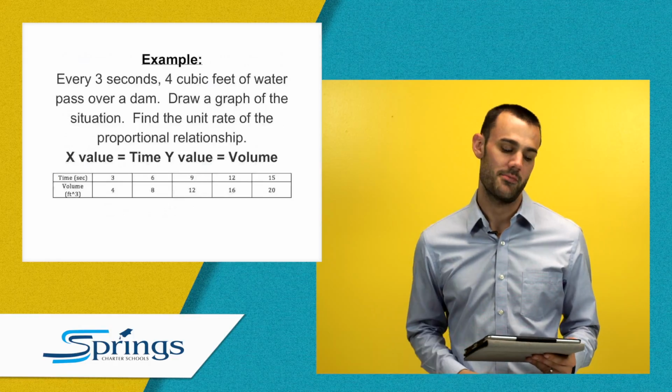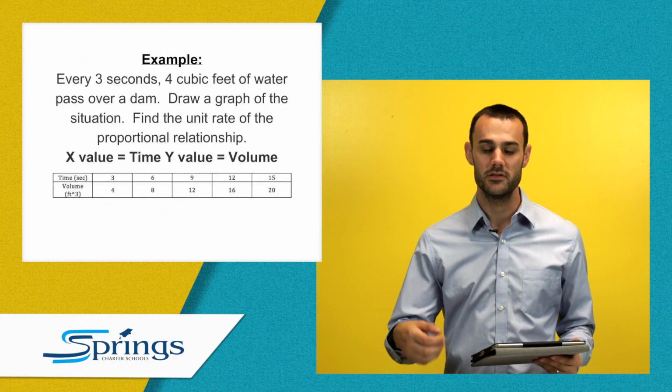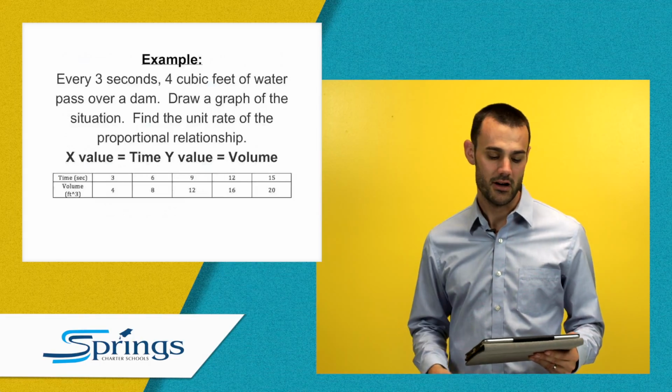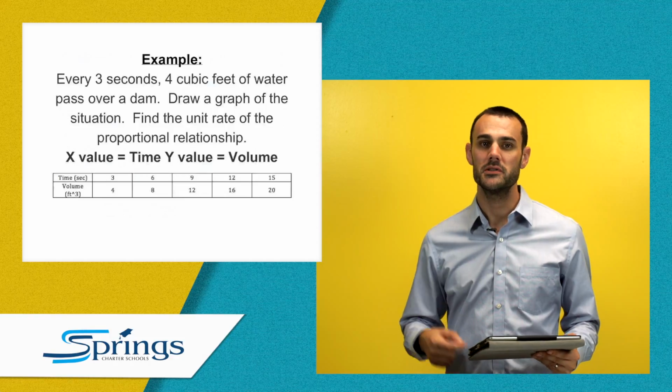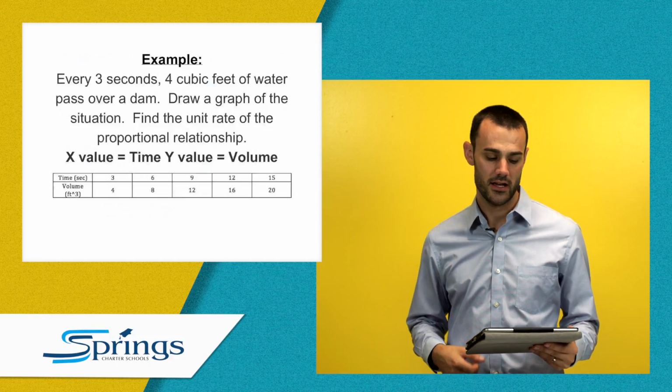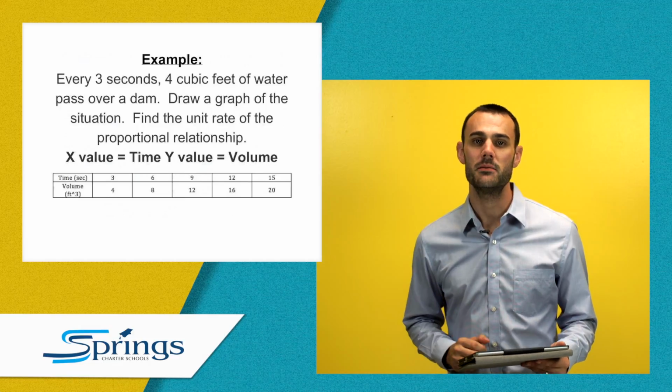So here's an example we have. Every 3 seconds, 4 cubic feet of water pass over a dam. We're asking that you draw a graph of the situation and find the unit rate of the proportional relationship. Our x value is the time, and the y value is the volume. So we made a little table here at the bottom.